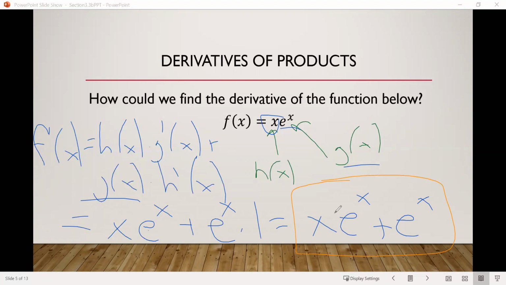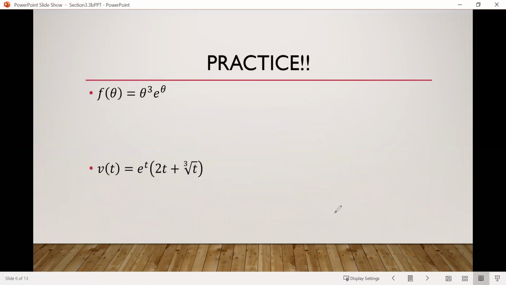Fun stuff, right? All right, so that's what we do when we have two functions being multiplied. So what would be the next natural thing we might want to know? Right, what do we do if we have two functions being divided? We're not going to go through the proof of that one. I'll just show you the rule.